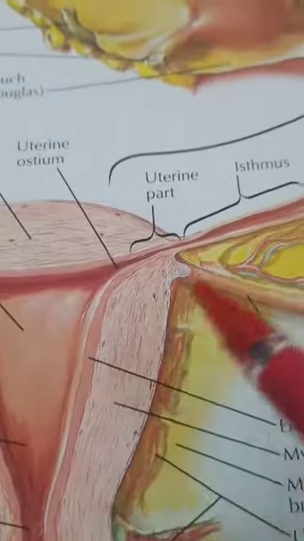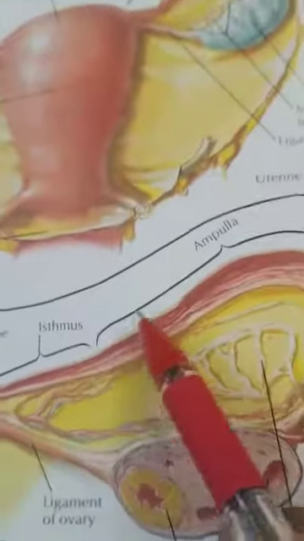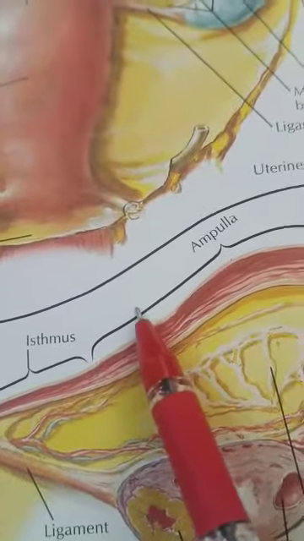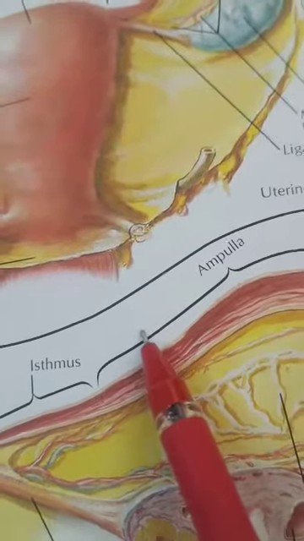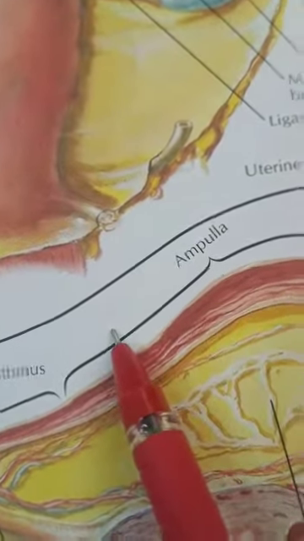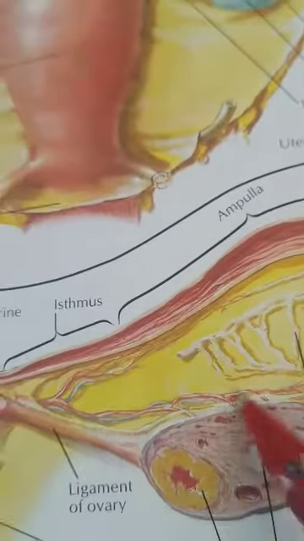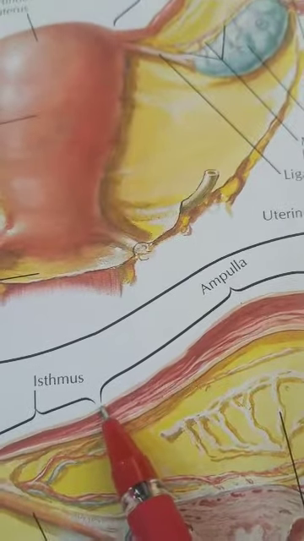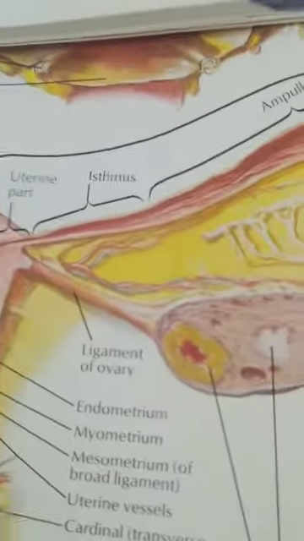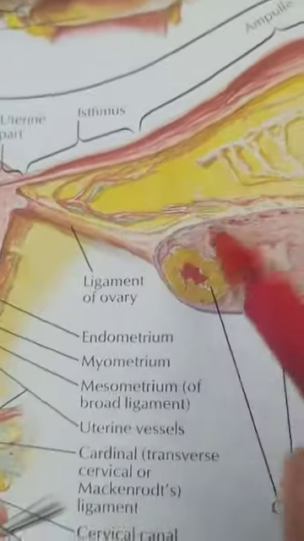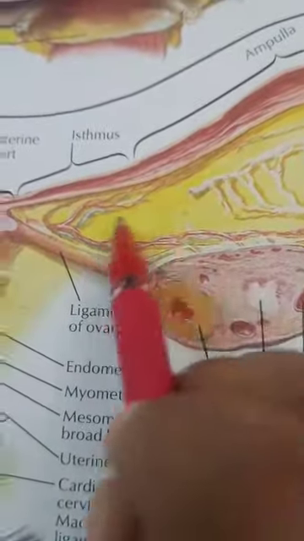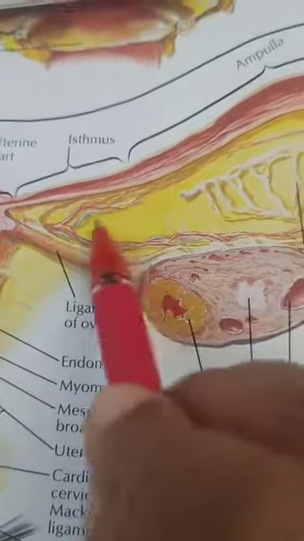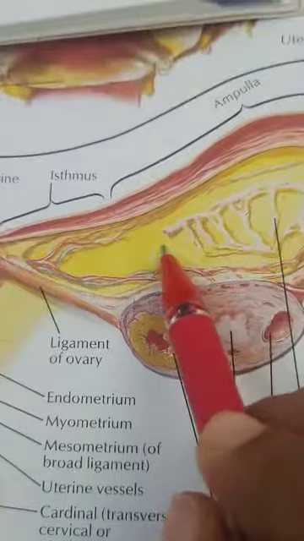Then relations: the isthmus and the adjoining part of the ampulla is directed posterolaterally, and this part is related to the ovary. See this one, here comes the ovary, and the tube arches over the ovary. The uterine tube is related to the ovary, and here we can see the part of the broad ligament which is connected to the ovary and the uterine tube, between the uterine tube and the ovary. This part is known as mesosalpinx. This one.